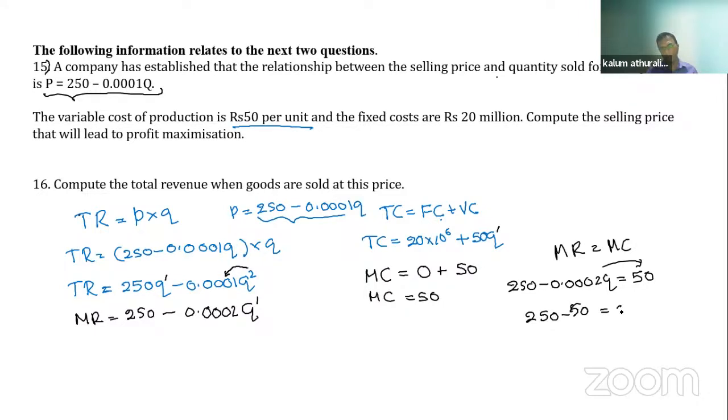This becomes plus 0.0002Q. Now we want to find Q, so we divide by 0.0002 on both sides. Then the value of Q is 200 divided by 0.0002. The answer is 1 million.